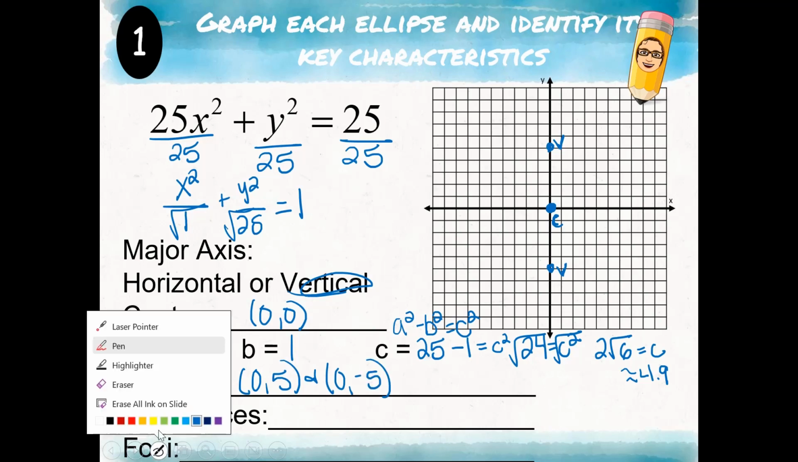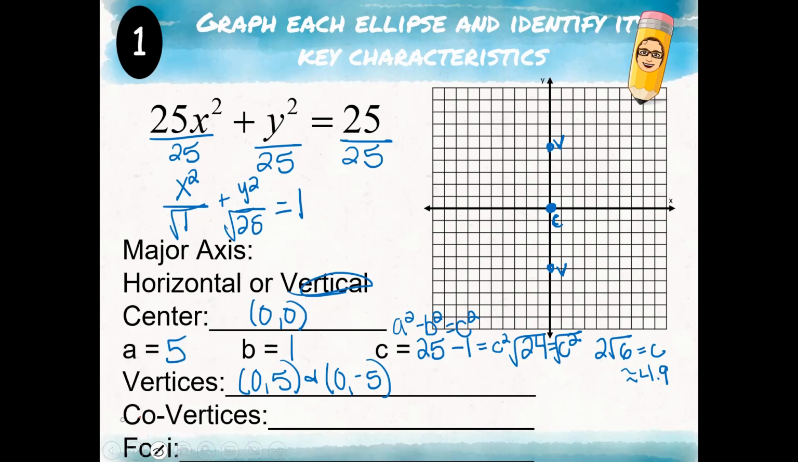I'm going to change color here so we can see some red. Those co-vertices, remember that is the B value. The B value tells you how far you're going to find your co-vertices from your center. And since this is a vertical ellipse, I'm going to go left and right. Also, the 1 is under the X. That's how I know it's going to be left and right. I'm going to go 1 left and right.